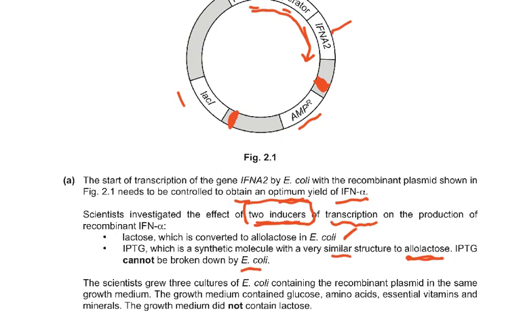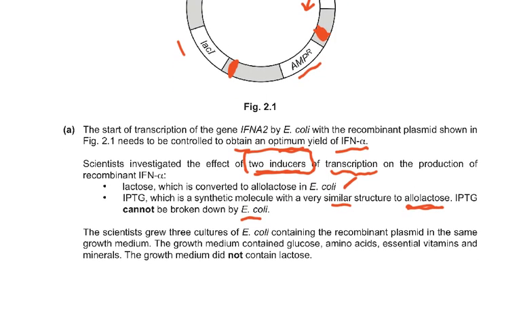The scientists grew 3 cultures of E. coli containing the recombinant plasmid in the same growth medium. The growth medium contained glucose, amino acids, essential vitamins, and minerals. The growth medium did not contain lactose. So it contained only glucose, amino acids, and essential vitamins and minerals, but did not contain any lactose.